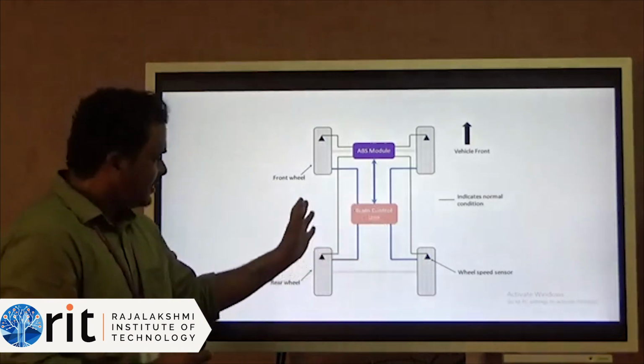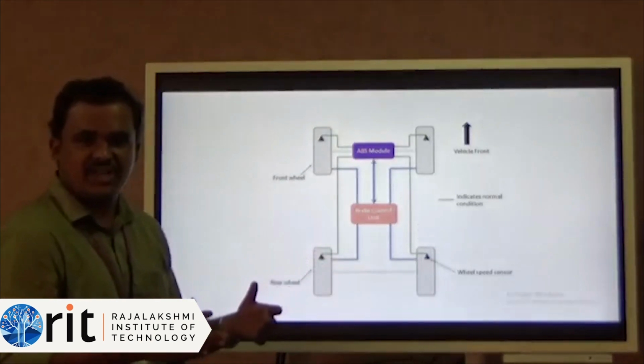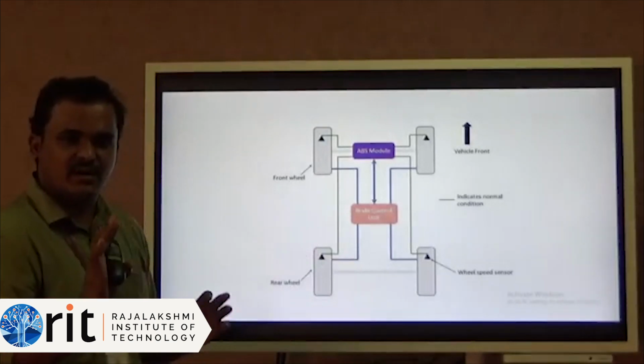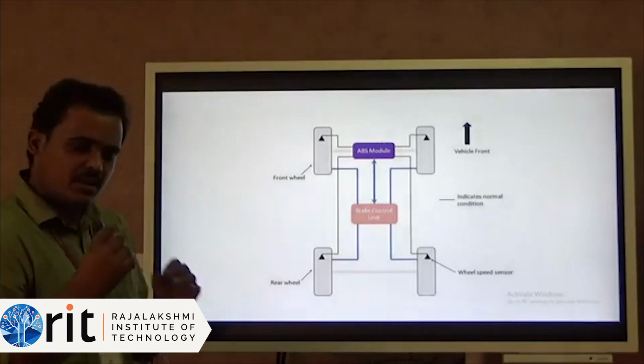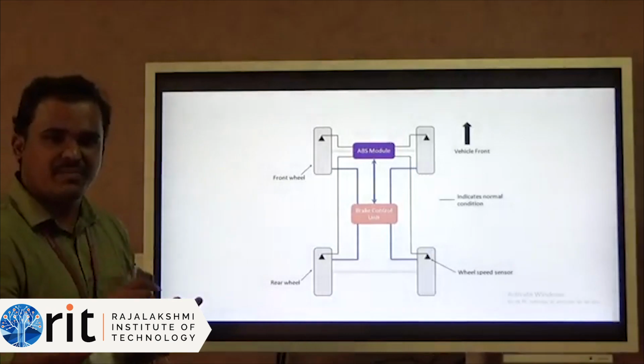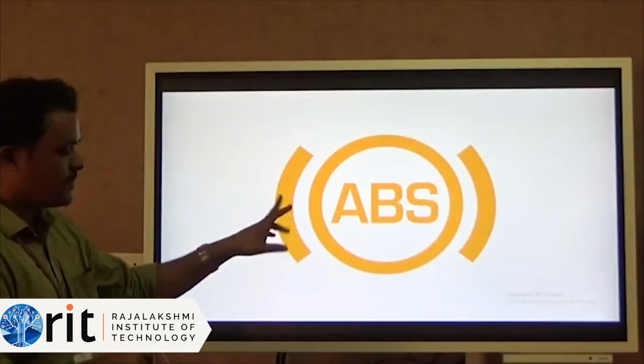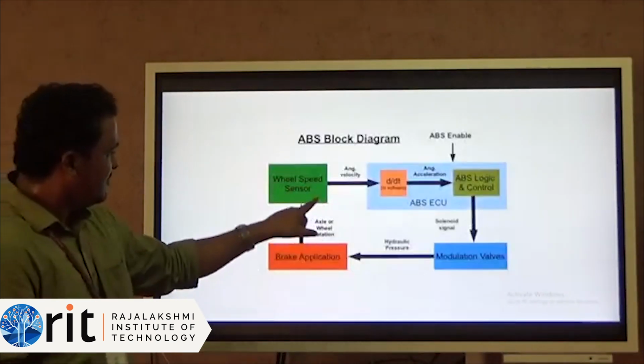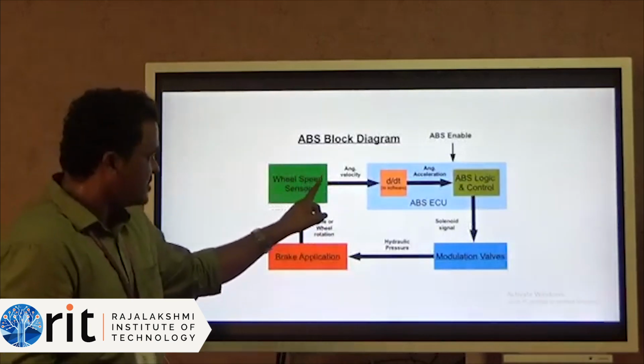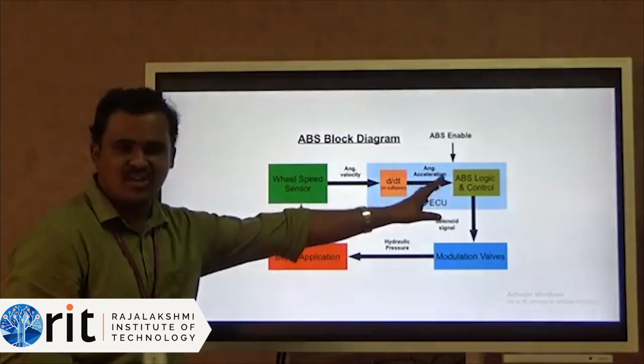So that the car will not skid at any point of time. The driver will keep control of the steering system in any type of rotation or any type of braking distance. So this is the working of ABS. We need a wheel speed sensor at every wheel. So the wheel speed sensor signal is given to the ABS logic circuit.